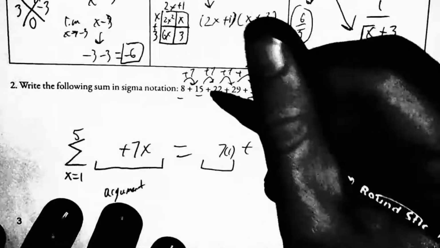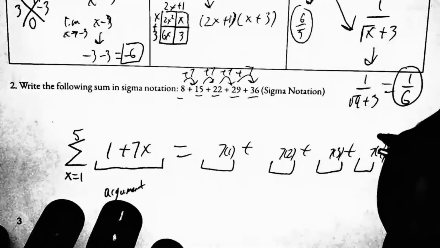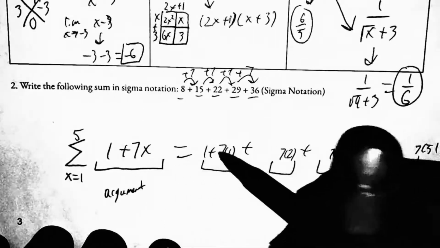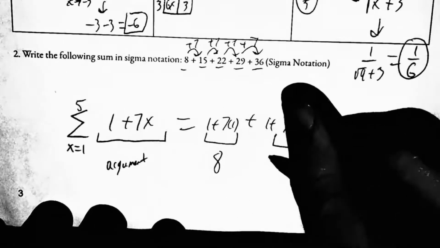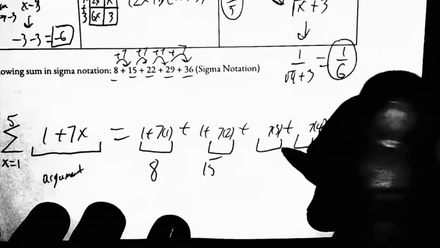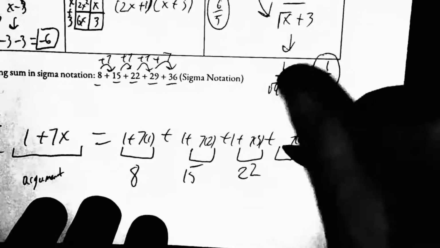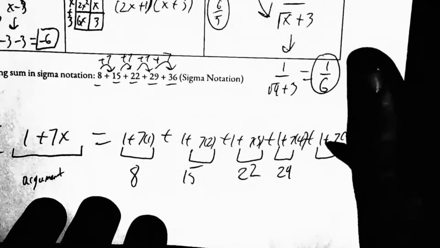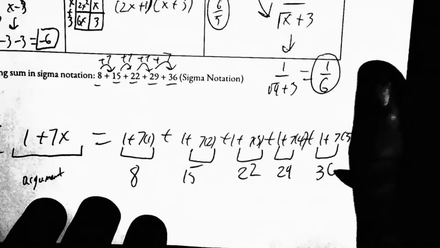But see, I want to start at 8. So if I want to make this start at 8, I need to put a 1 in front. Because when I have a 1 in front, then that'll become 8. 1 plus 7, this is 8. 1 plus 14 is 15. 1 plus 21 is 22. And 1 plus 28 is 29. And 1 plus 35 is 36.